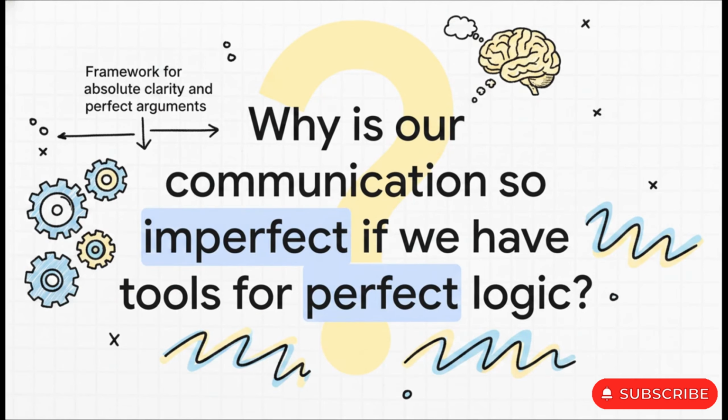You know, these tools give us a blueprint for total clarity, for making perfect arguments, which kind of leaves us with one final big question to chew on. If we actually have these systems for perfect, unambiguous communication, what is it about us humans that makes our day-to-day conversations so often messy, confusing, and imperfect? That's something to think about.